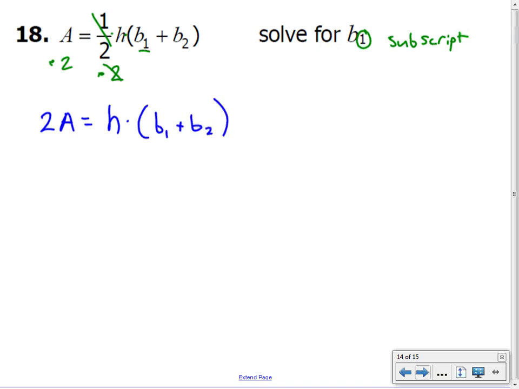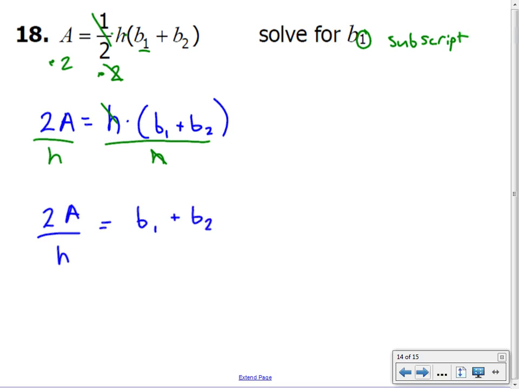And again, h is being multiplied with the parentheses that b1 is inside of. So if I want to get rid of h, I can divide by h. Okay, now that I have nothing multiplying what's inside of the parentheses, I no longer need to write the parentheses. So we have 2a divided by h is equal to b1 plus b2.